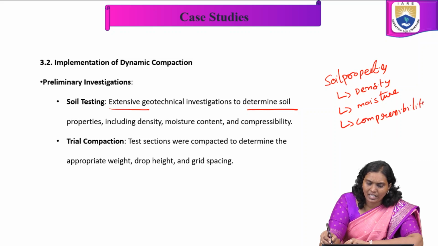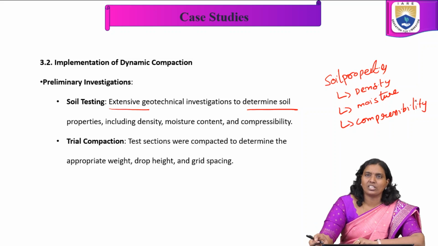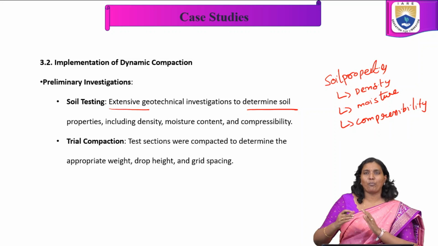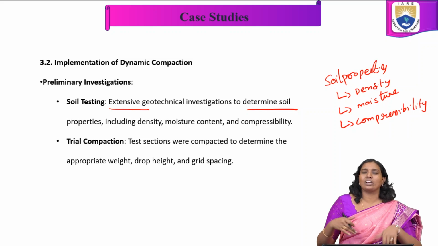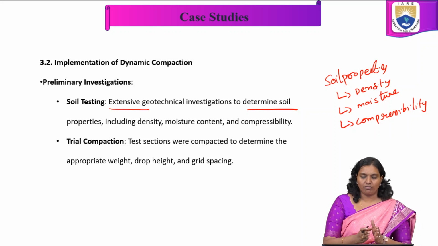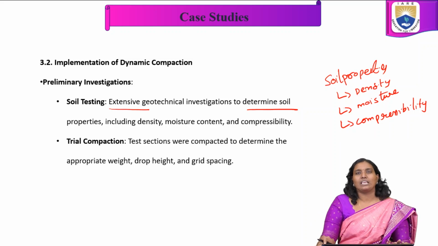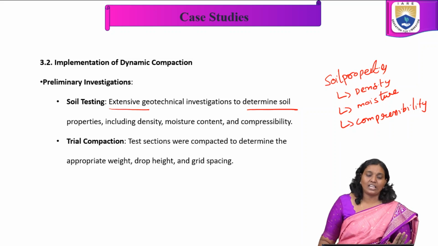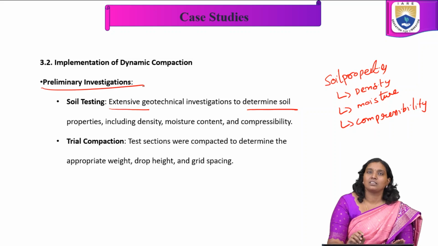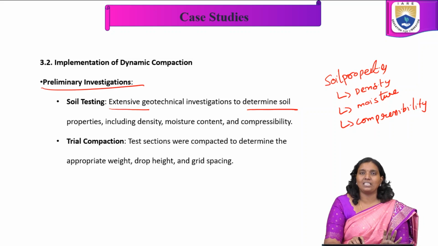These are the properties. This extensive geotechnical investigation we chose, and also the trial compaction test sections were compacted to determine the appropriate weight, height and also the grid spacing we are providing. So we have to understand how much weight and how much drop height gives even settlement from the starting to the end point; this is also important. These preliminary investigations help us understand the soil properties as well as how much compaction is required for getting uniformity in the project.